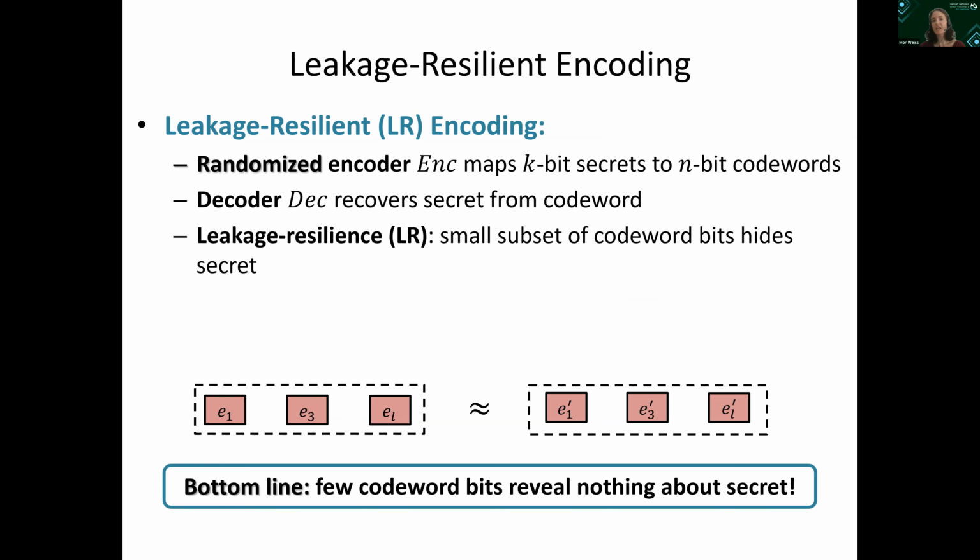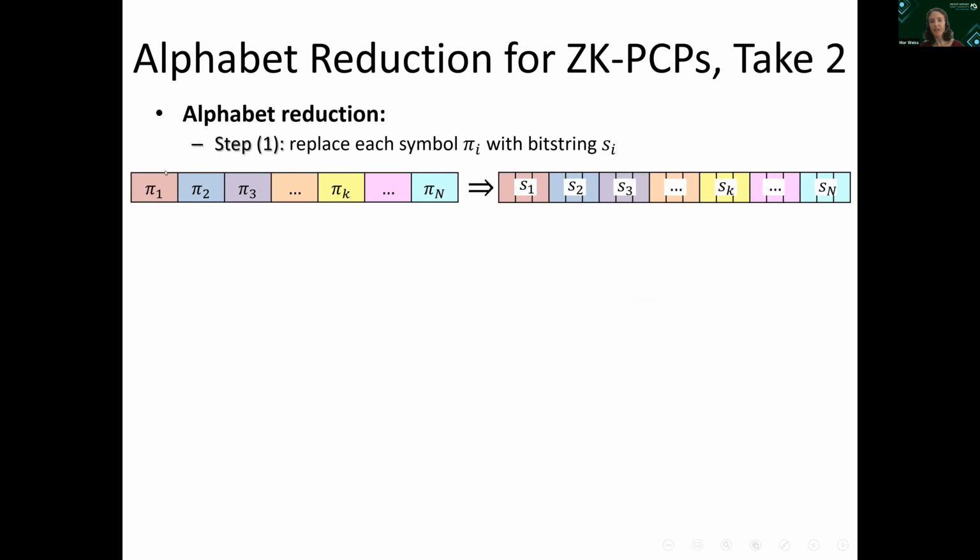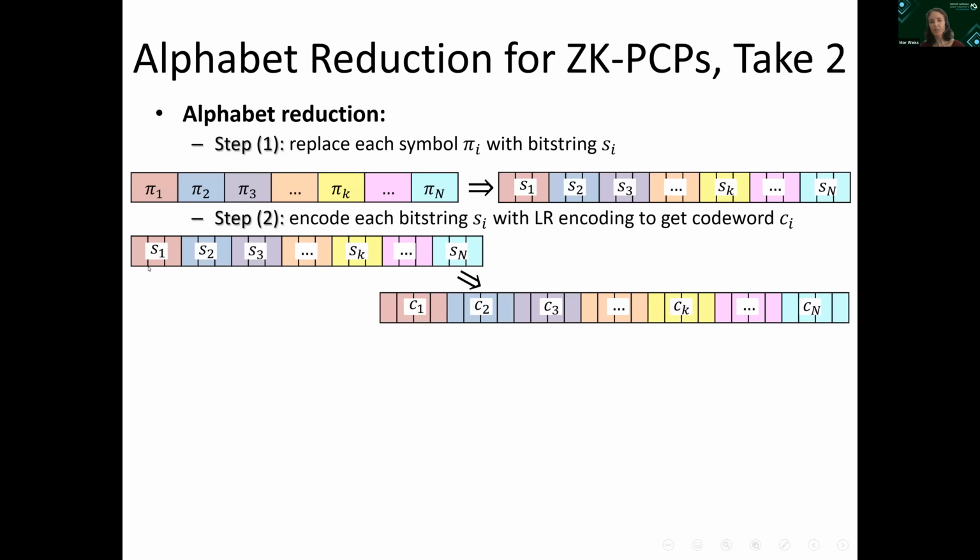So equipped with these leakage resilient encodings, let's take another go at designing an alphabet reduction. The first step, as before, would be to take the large symbol and replace it with a bit string. But now we're going to encode each of these bit strings using the leakage resilient encoding and replace it with a code word C.